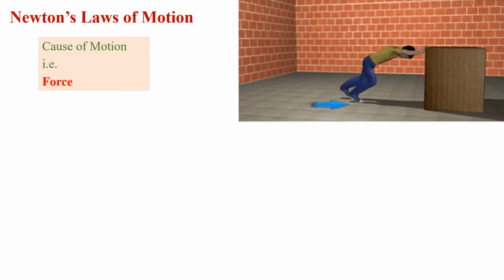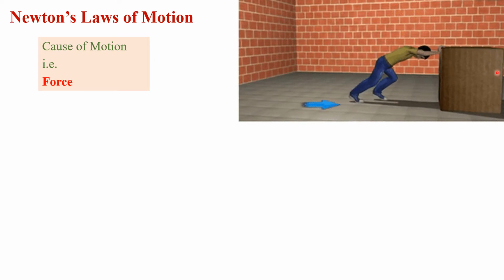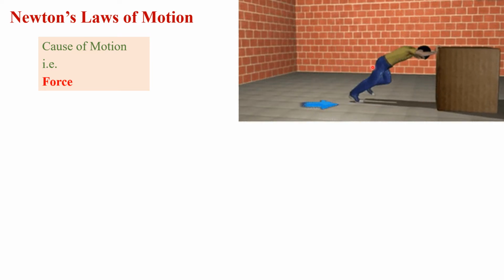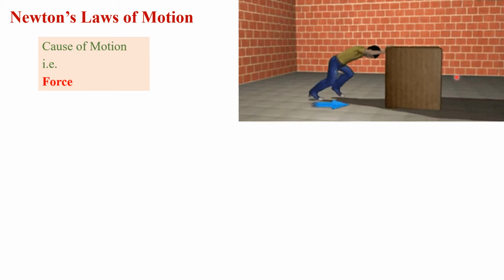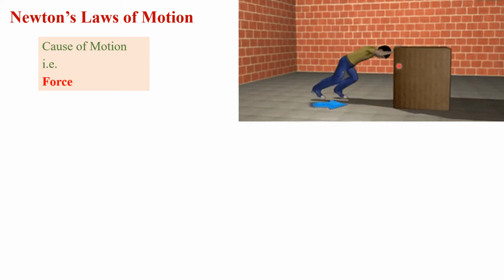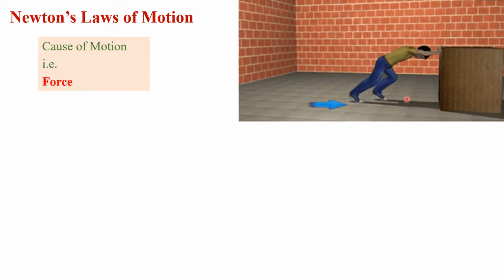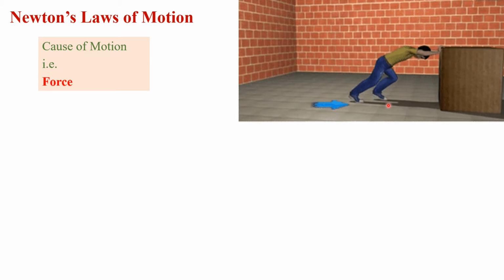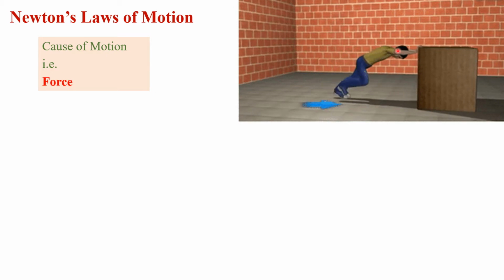Newton's laws of motion. Cause of motion is force. Here this person is applying force on this object. This person is pushing this object, and the force applied by this person on this object is the cause of motion of this object, because this object is changing its position from one point to another point. So the force applied by a person is the cause of motion of the object.